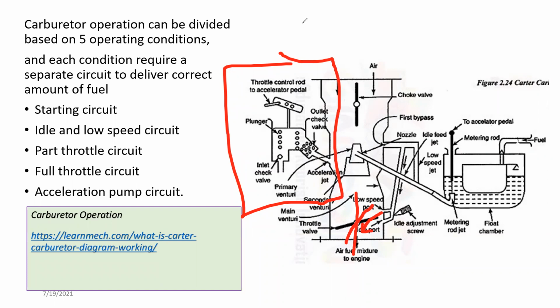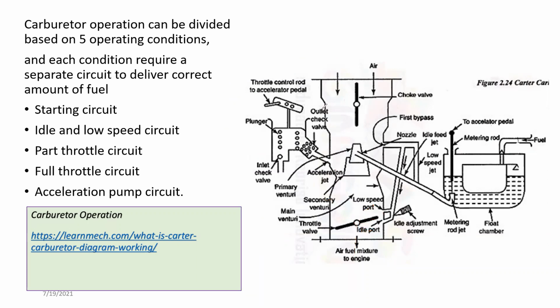In addition to that, we have to start the engine before we do all of these things. So to do that, we have this choke valve. Once the choke valve is closed, right, we have more vacuum inside of this thing, and more fuel will be coming through, giving more fuel for start, right? That's how the system works.